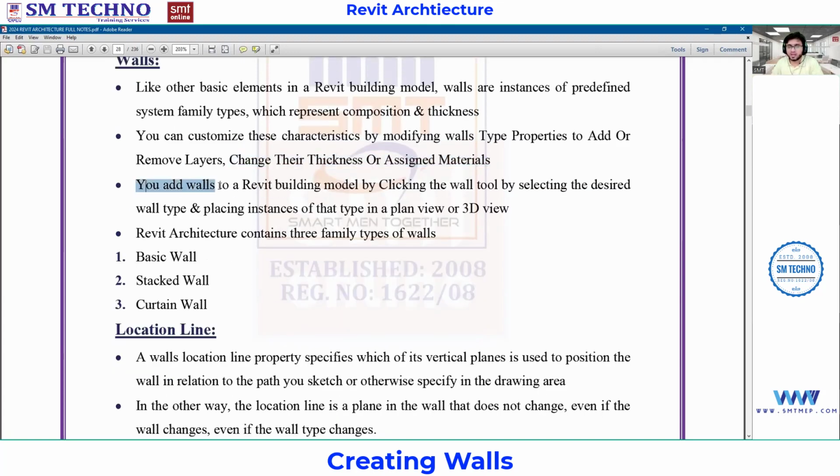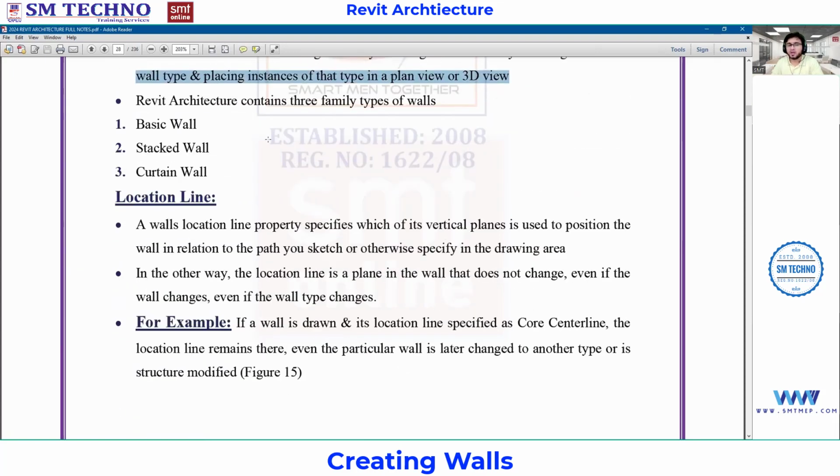So you can add walls to a Revit building model by selecting the desired wall type and placing an instance of that type in a plan view or the 3D view. In Revit, we have got three different types of wall. One is a basic wall, stack wall, and the curtain wall. So for the complete interior side, we are going to work with the basic wall only. I'll show you this first.